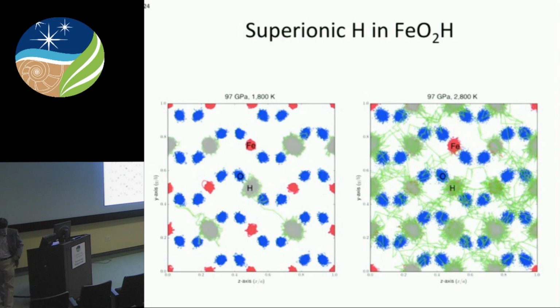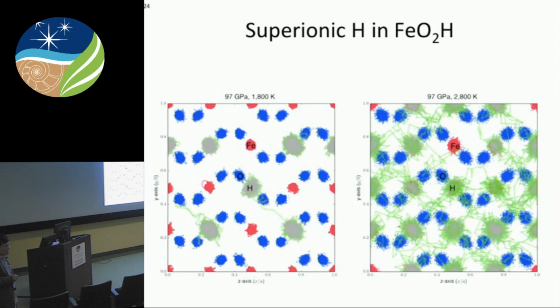Okay, but still we haven't explained why the hydrogen behaves differently. So we did a molecular dynamics calculation and found the hydrogen positions as a function of time, or take a freeze-frame at a point. The positions of iron and oxygen are pretty fixed. It's only thermal vibration. But hydrogen is more than thermal vibration. And when it goes to a higher temperature, like 2800, it actually moves everywhere. So the hydrogen behaves like a superionic atom, just like, say, superionic lithium and so on. Hydrogen in water is also known to become superionic at high pressure and temperature.